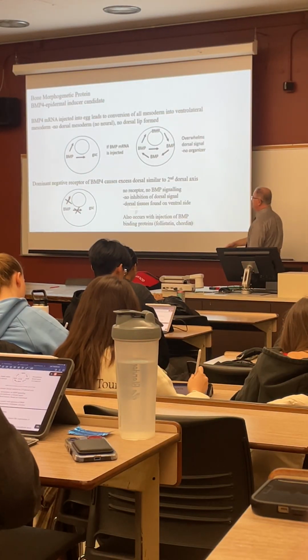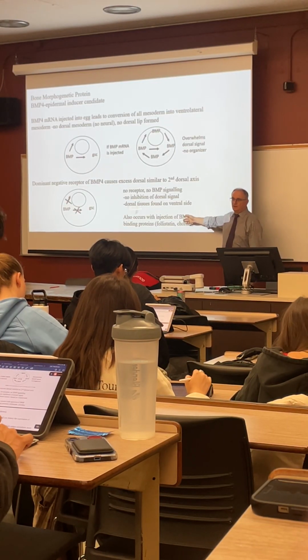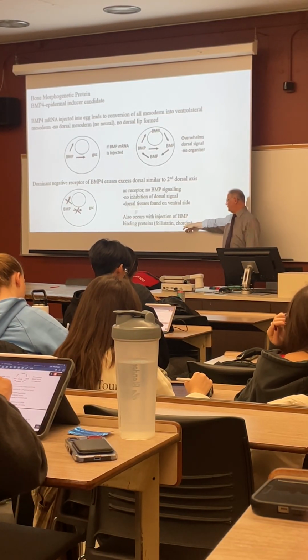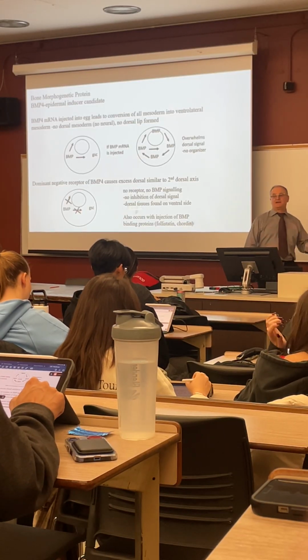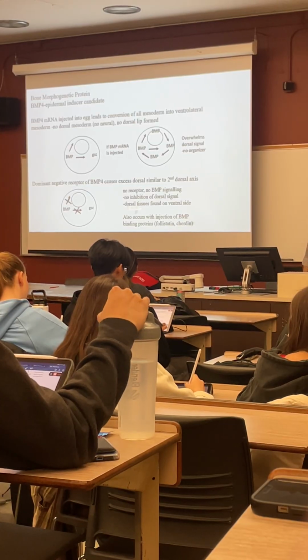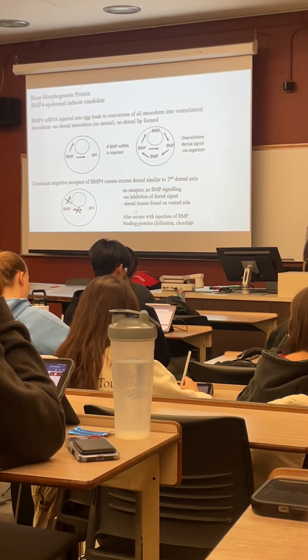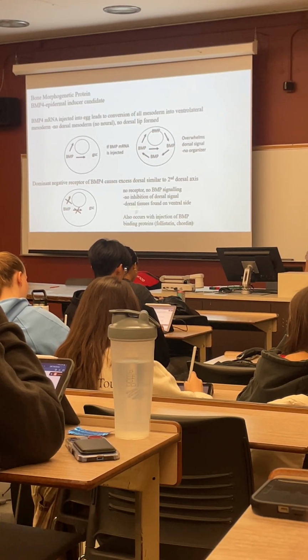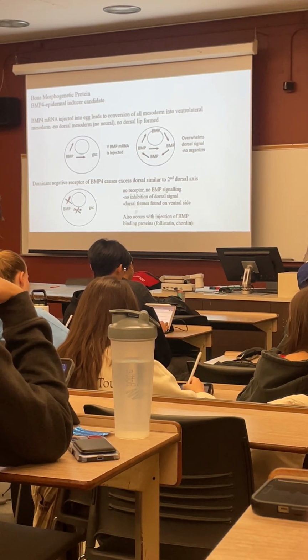This also happens if you inject BMP inhibitors, BMP binding proteins such as follistatin and chordin. Wherever you put follistatin and chordin, you're inhibiting BMP. You're potentially going to make neural, or you're going to make more sort of dorsal-like structures. Does that make sense?